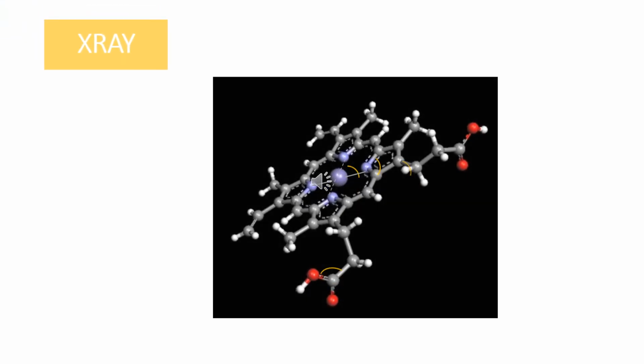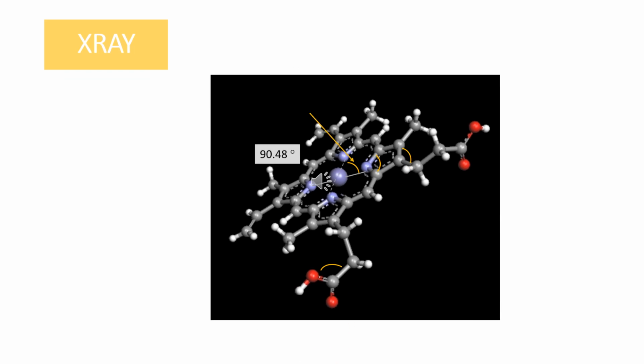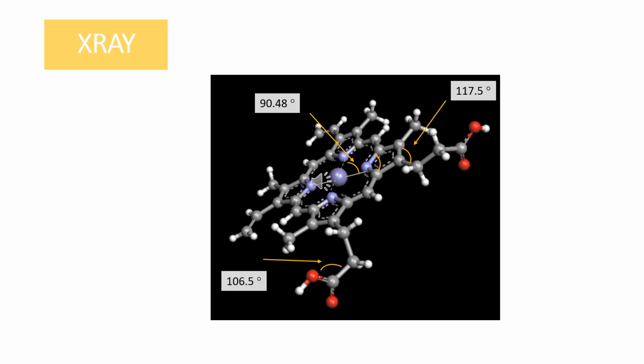While the bond angle between the atoms N, Fe, N is 90.48 degrees, the atoms C, C, and C is 117.5 degrees, while the atoms O, C, and C is 106.5 degrees. And finally, the bonding between the atoms C, N, and C is 106.4 degrees.